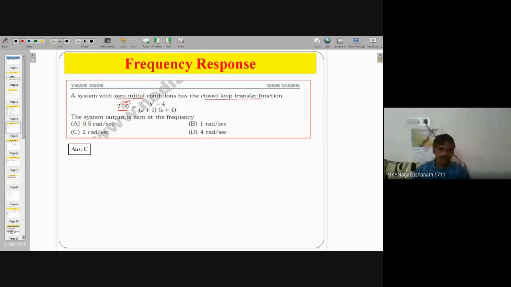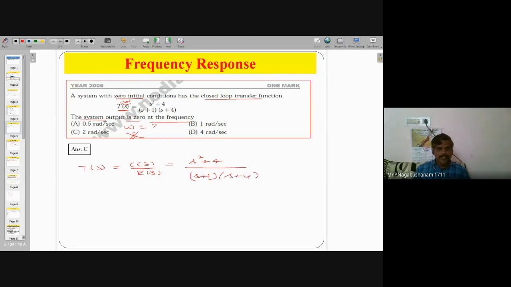Check the question. The system output is zero at what frequency? Check the multiple choice. Radians per second means they're asking omega, not f. If f, it is 1 per second or hertz. So omega means radians per second. If you have practice, only one step is enough. They gave transfer function, C of s by R of s, equal to s square plus 4 divided by s plus 1 into s plus 4.